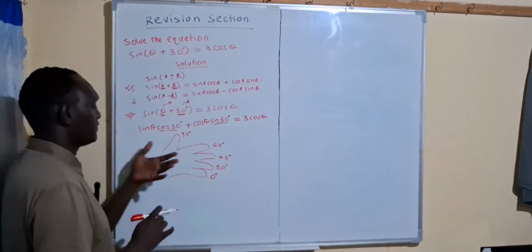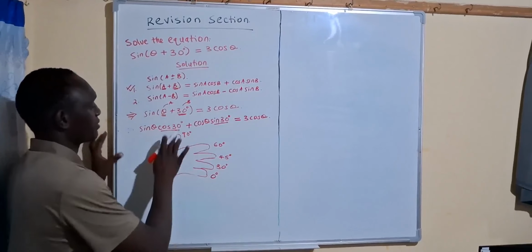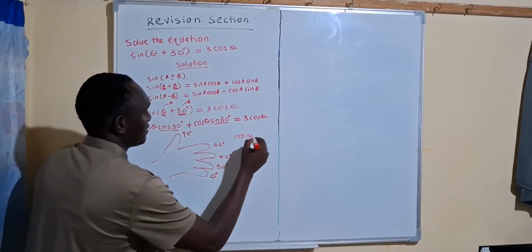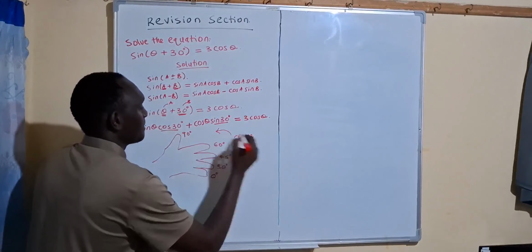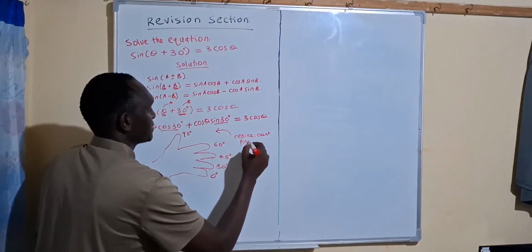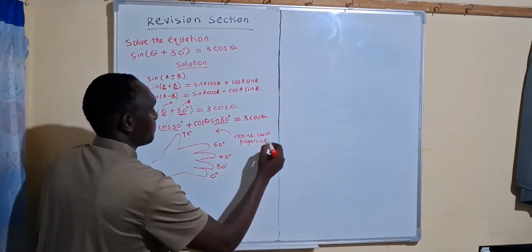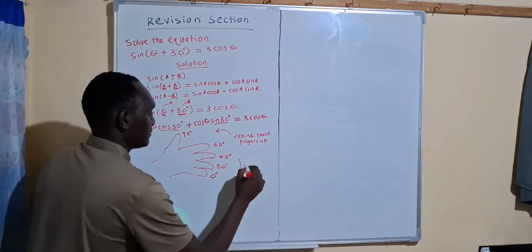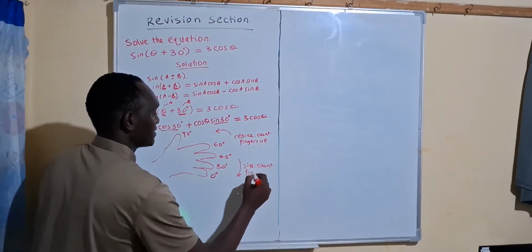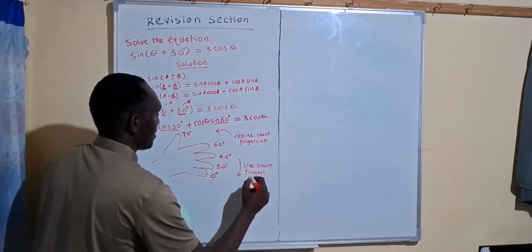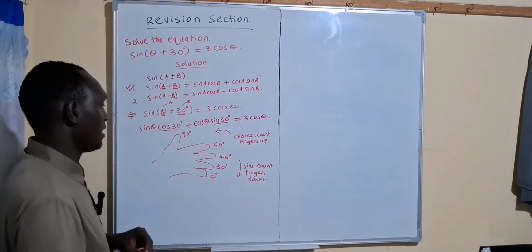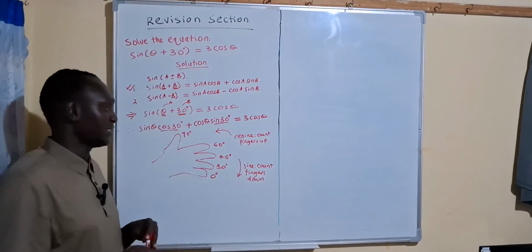Now, if it is a cosine, you count the fingers up. But for sine, we count the fingers down, or fingers below. This concept will always assist you.